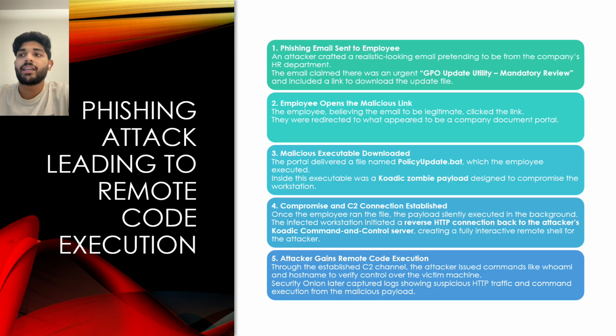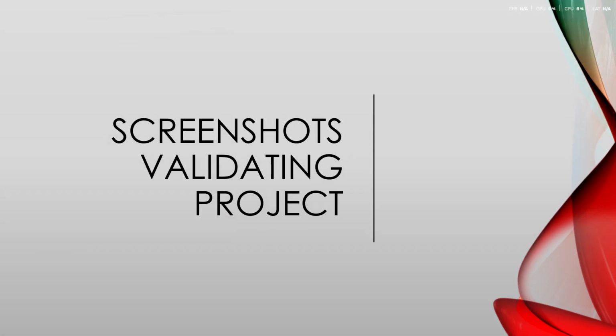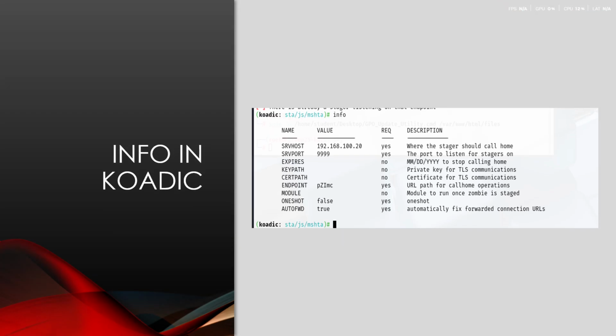The summary: phishing attack leading to RCE. In summary, this project shows how a simple phishing email or website can lead to a complete system takeover if the victim interacts with the malicious file. It highlights why organizations must strengthen endpoint security and user training.